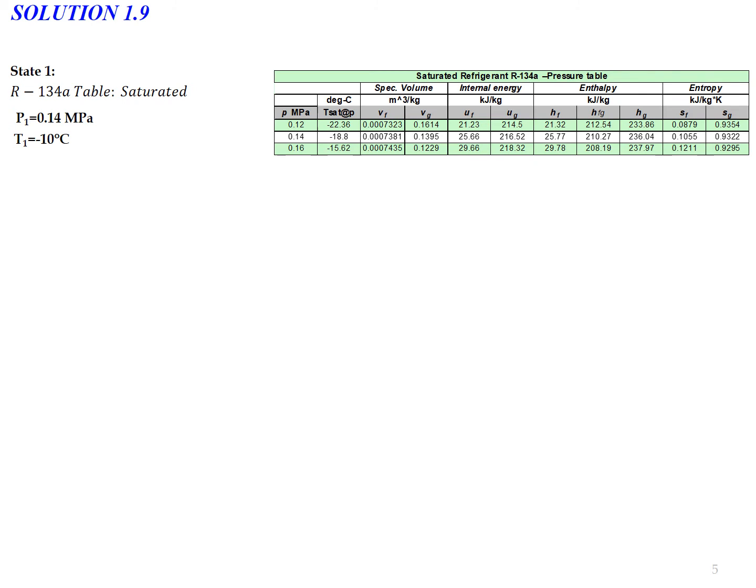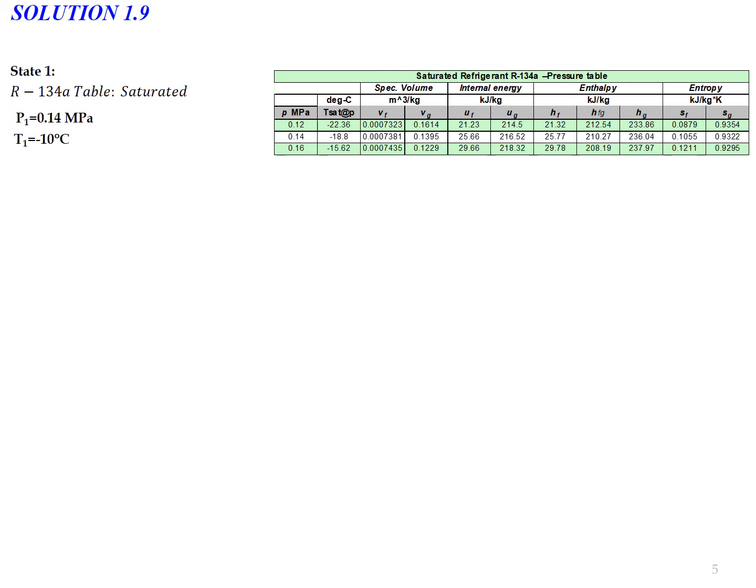So from the table, you need to determine the T saturated temperature at 0.14 megapascal. If the temperature given T1 greater than T saturated, the phase will be superheated. But if the temperature of T1 lower than T saturated in the table, the phase will be saturated, compressed liquid or subcooled liquid for the refrigerant.